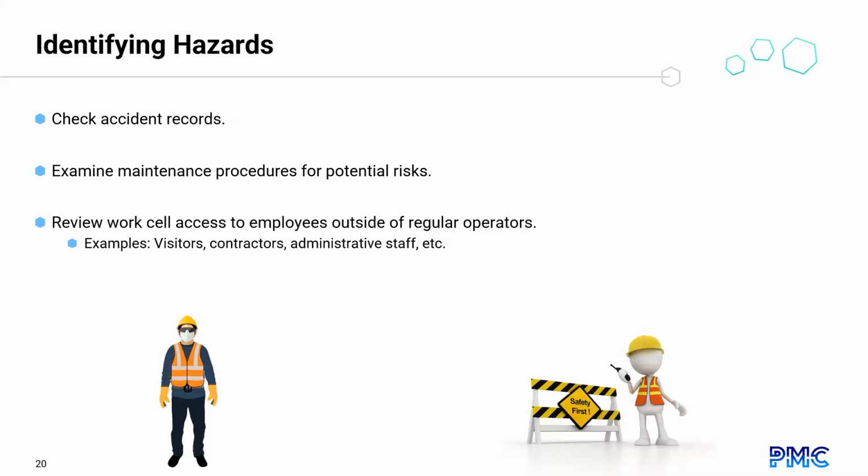Checking some past accident records in the area also helps to identify potential hazards. It's also important to examine maintenance procedures for potential risks, and also review access to the work cell for employees who are not regular operators. Here we have some examples like visitors, contractors, and the administrative staff, for example.